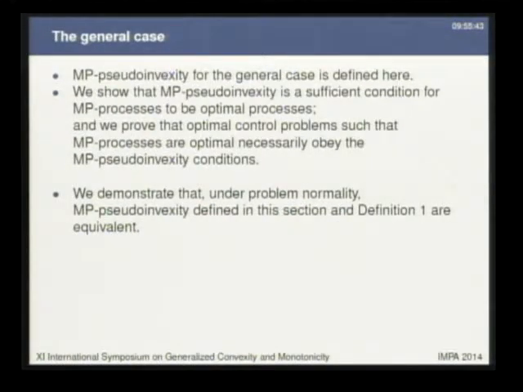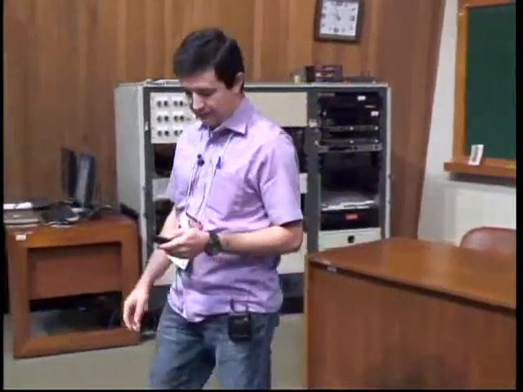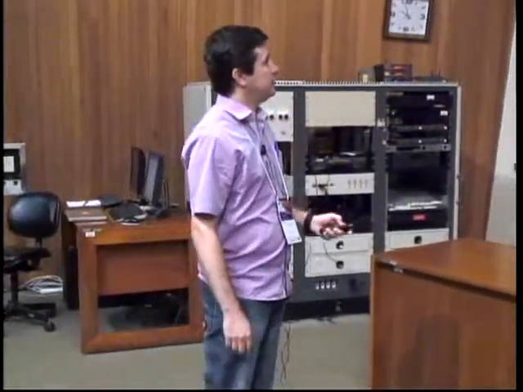Well, as I do not have much time, I think I will stop here. I will not present the general case, but the general case was presented by Geraldo for state-constrained problems. So it's very similar to this case. Let me skip this.